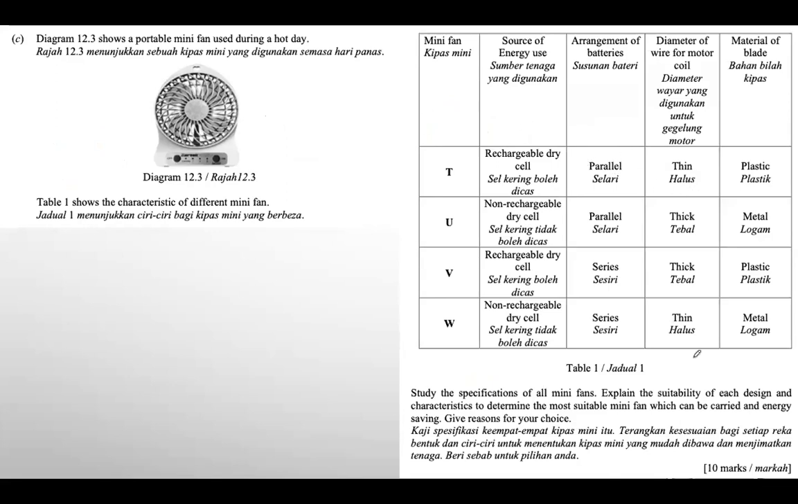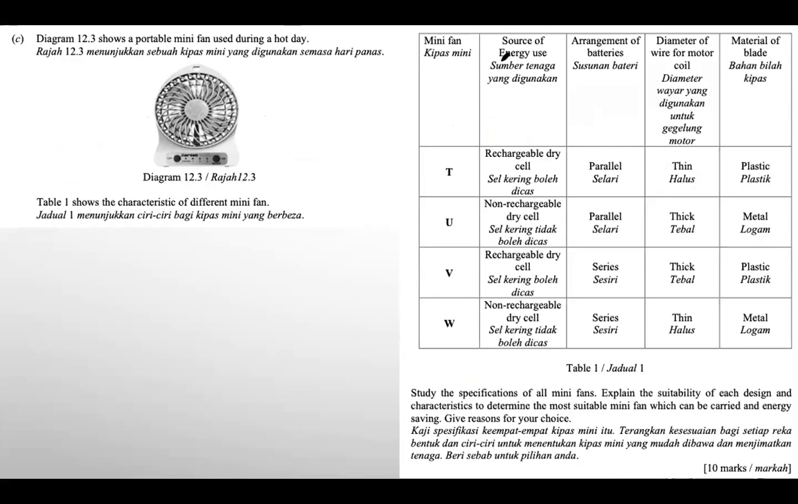So the good thing is when they give you a table, you can actually study the table first. Everybody has used a mini fan, either like this or the one that faces you. I think Nigel has a mini fan, Jia Wen also has a mini fan, if I remember. Well, it feels like so long ago when we were in class.